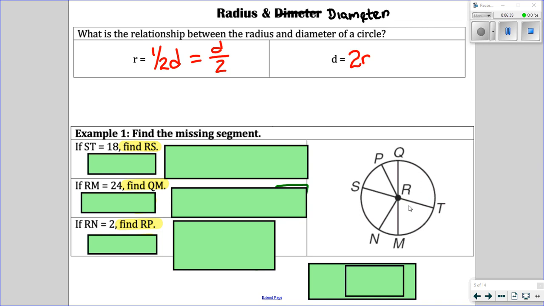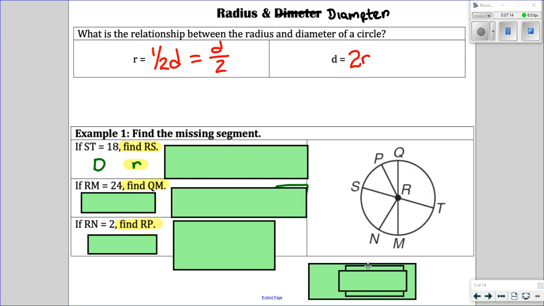So we have the figure, circle R, and then we have 1, 2, 3, 4, 5, 6 radii in that circle. Remember, the plural of radius is radii, and a radius starts at the center of the circle and then goes to another point that's on the circle. So they said if ST is 18, find RS. ST is a diameter because it goes through the center of the circle, and we need to find RS. RS starts at the center and then goes to a point on the circle. So that's the radius. So first we label it, D and R.